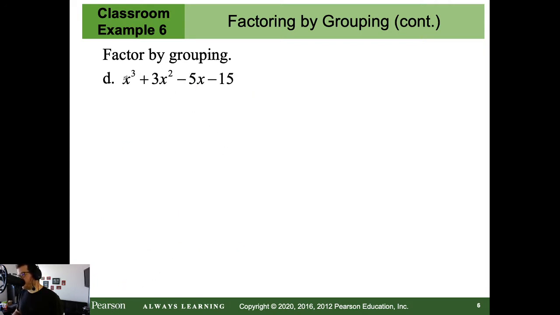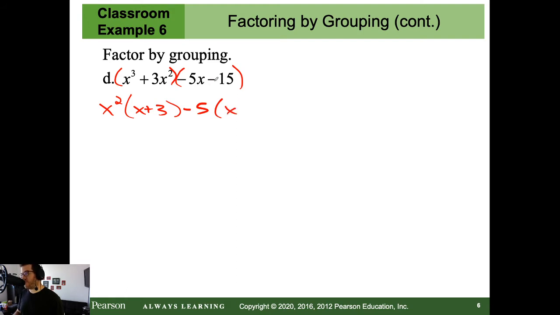Same thing with this one. Now, this is where it gets a little bit tricky, and this is why I bring the sign with me, okay? If I look at this, I think the greatest thing they have in common is x squared. Divide this by x squared, I'm left with x. Divide that by x squared, you're left with a 3. Now, I think I can pull out a minus 5. Divide that by minus 5, I'm left with an x.